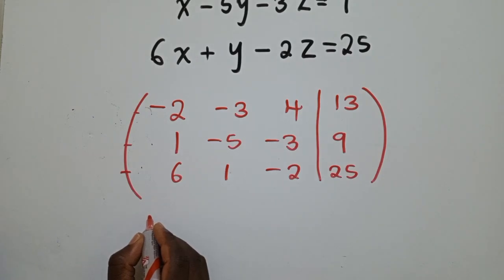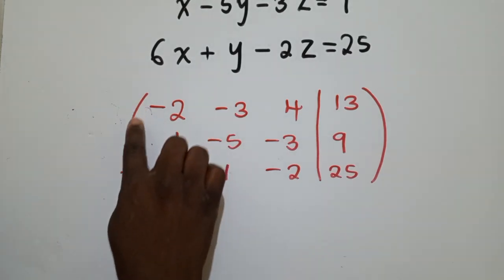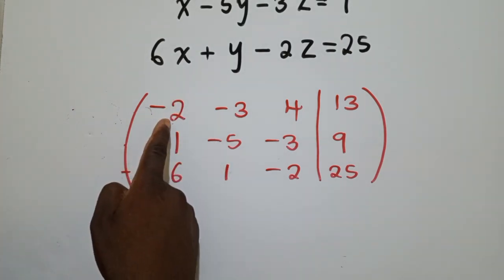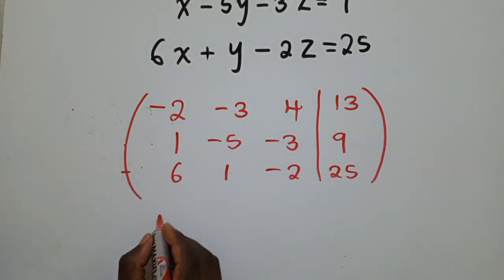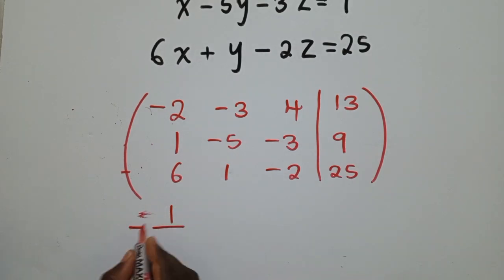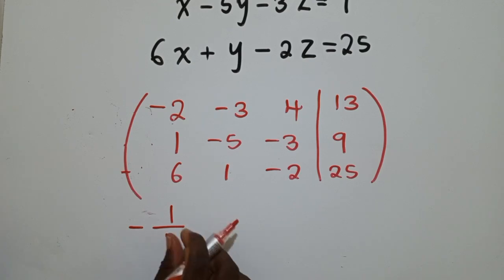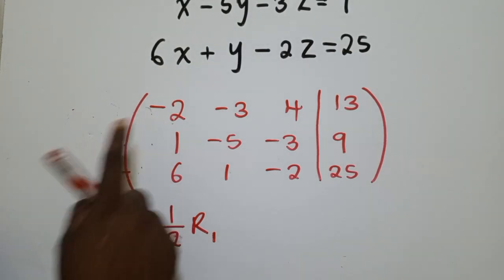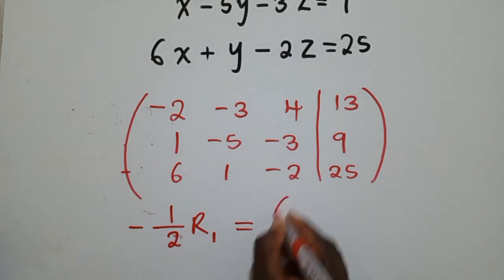According to the identity matrix I showed you, here there must be a 1. So how can we write a 1 here? We're going to say -1 over 2 multiplied by R1, row 1. If I multiply this by -2 where there is R here, I'm going to get a 1.